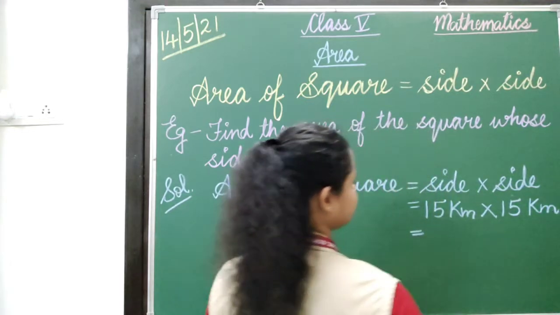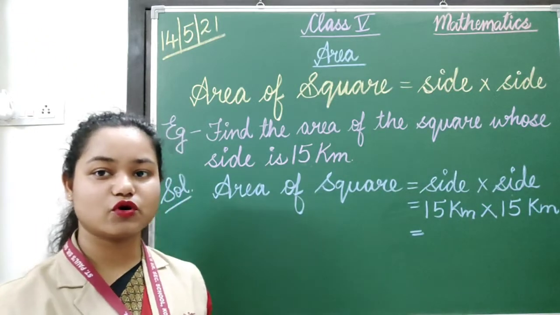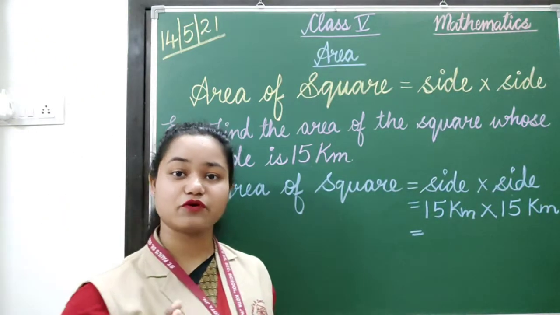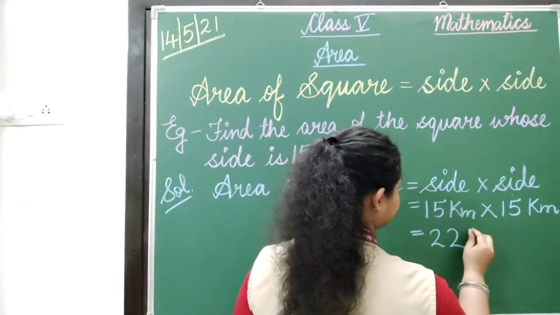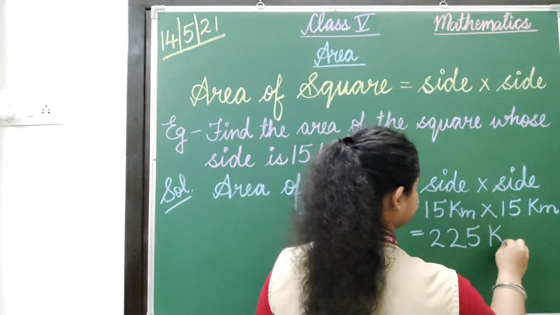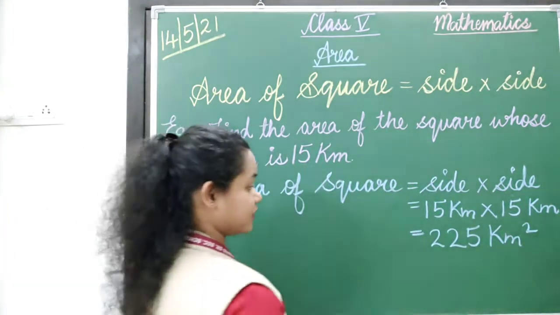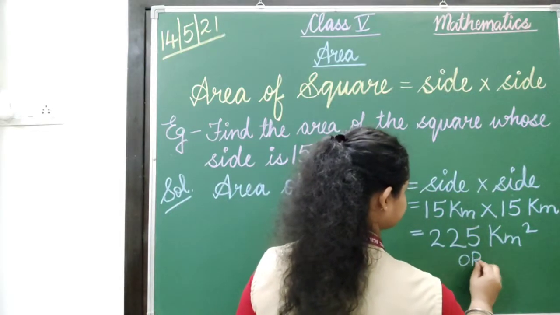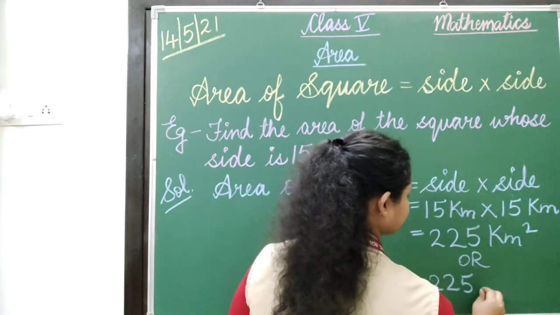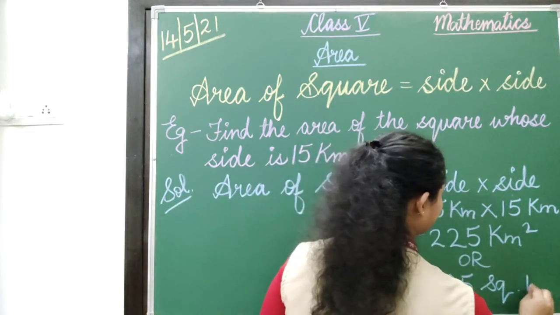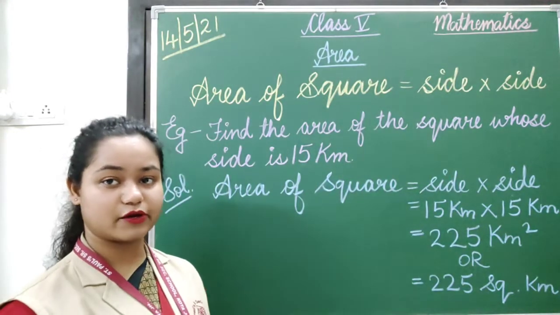Now 15 into 15 you can do in your rough column. If you know the square of 15, that means if you know what is 15 into 15, you can directly write, which is 225 kilometers square. Okay, or you can write in this way also, 225 square kilometers. Understood? Both the ways it is alright.